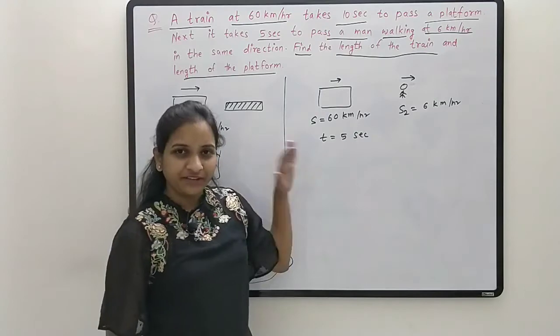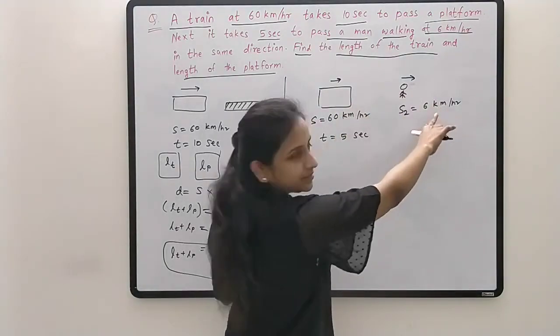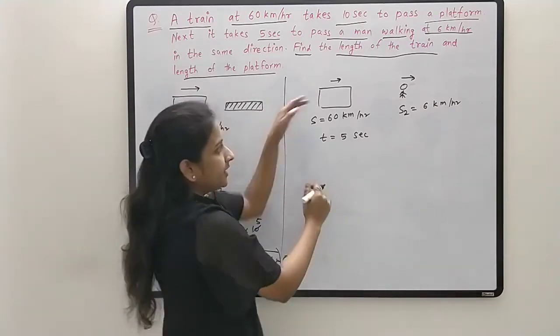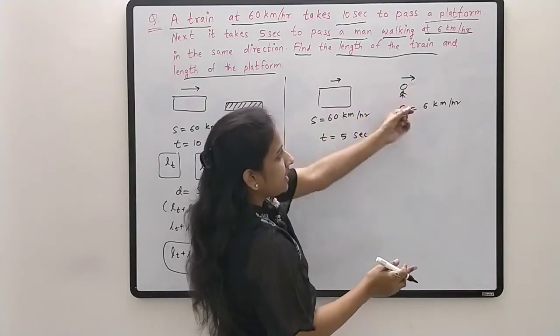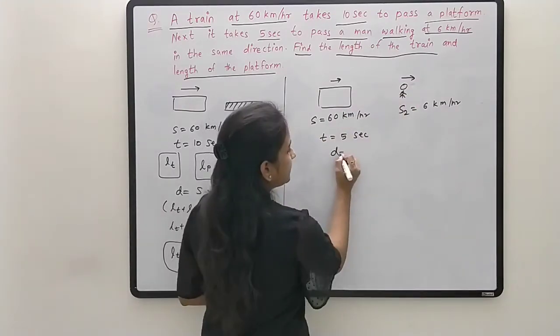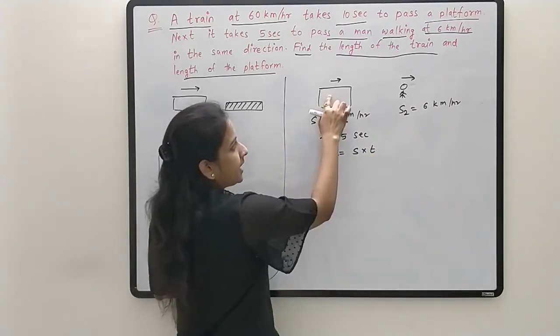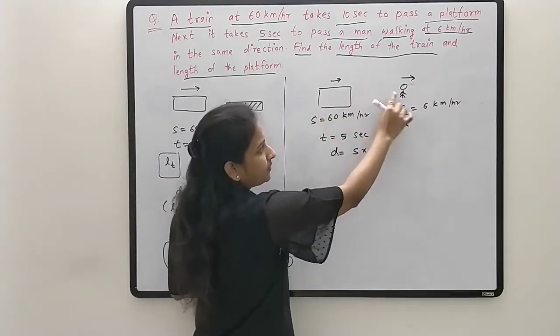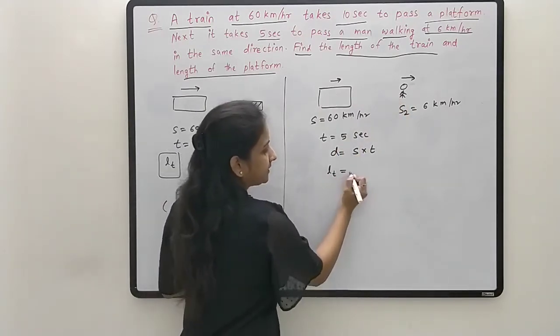Let's solve this scenario. We will get the second equation. See, the train is crossing a man who is moving. So it's like two trains moving in the same direction. But the second train is of length 0 because it's a man. So in this case, distance is equal to speed into time, where distance is L1 plus L2, so L1 plus 0. So we should take only the length of the train, LT.